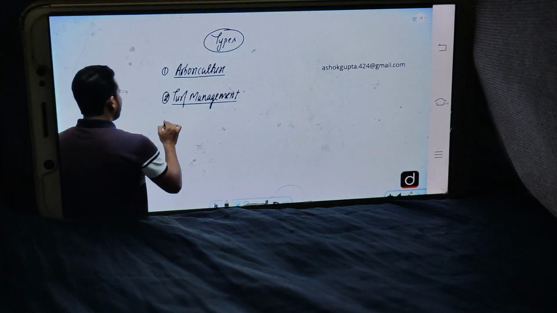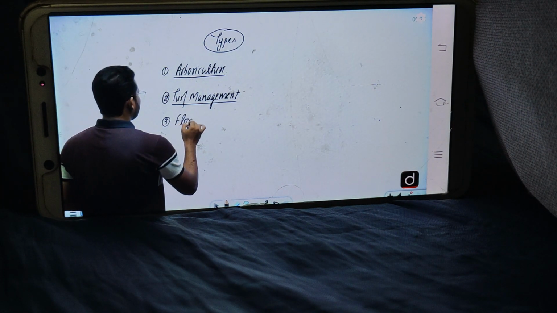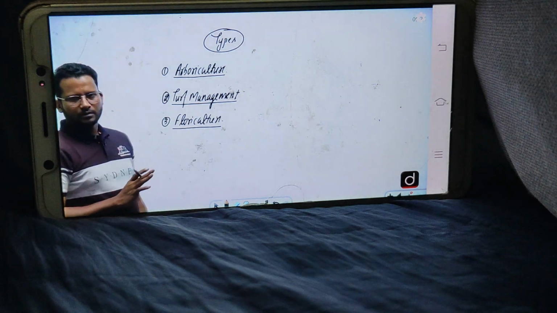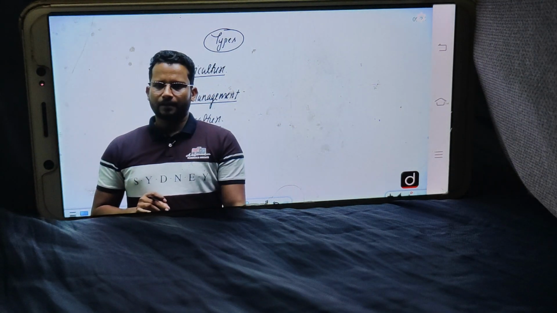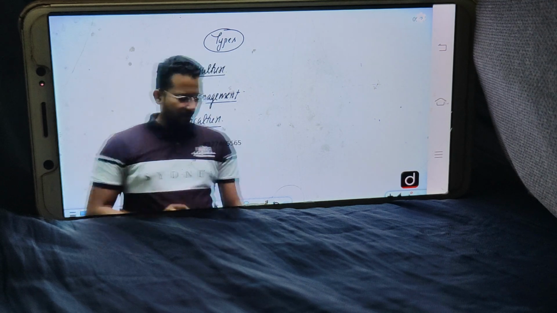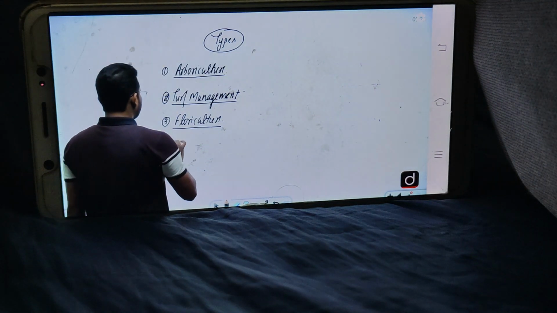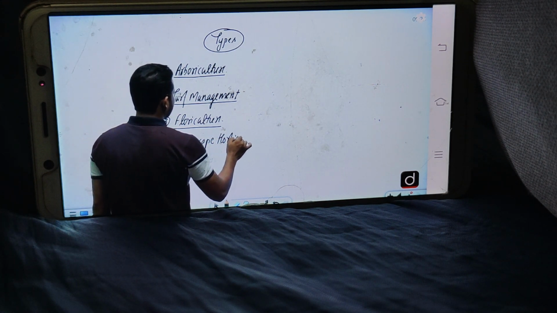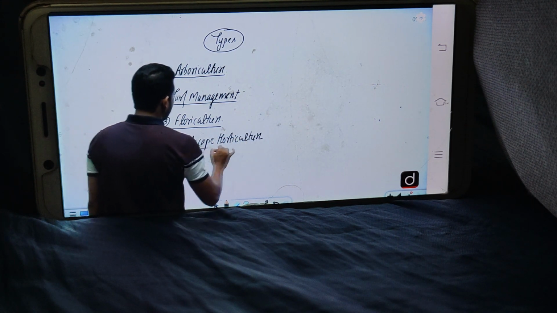The next one, number 3, is floriculture. I don't think we need to talk about floriculture because we have discussed the meaning of floriculture. Okay, so floriculture is a part. Now apart from floriculture, the next one is landscape horticulture. Landscape horticulture.